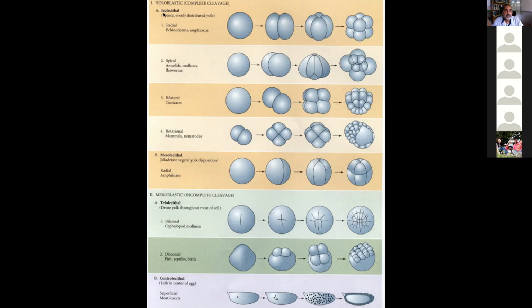So even here, you can subdivide holoblastic cleavage, depending on where the yolk is, into isolecithal, which can be radial, spiral, bilateral, rotational; mesolecithal, which is radial; and then telolecithal, when there's dense yolk. And this is usually associated with meroblastic cleavage.